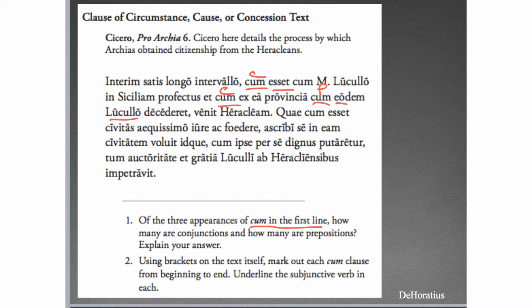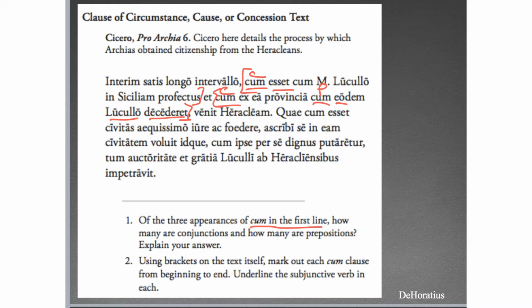So cum esset, there is the beginning, esset's already underlined as the subjunctive verb, and it's going to go all the way down to decaderet, and we're going to have one more subjunctive verb in decaderet. Now technically we could say this is one cum clause, and then this is a second cum clause. Really that's just going to be a judgment call in terms of how you want to structure things.